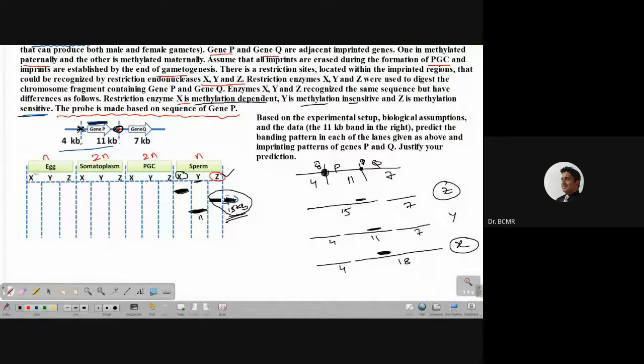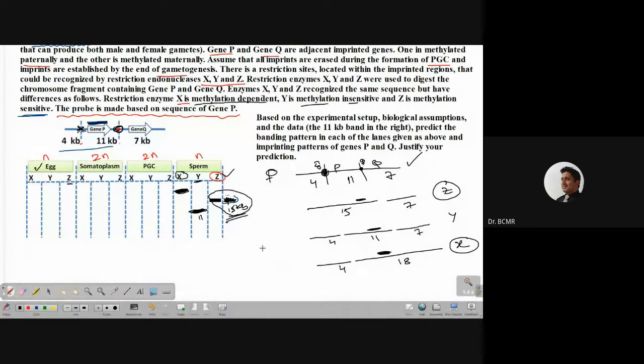Now we can try with the egg. That is easier. So what would you expect with Z? With Z? In egg, again, this methylation is fixed, right? One is maternal and one is paternal. Now the sample is changing. The sample is coming from egg. So what would you expect in that case for gene P and Q? You should tell. In sperm, one of it will be methylated, one of it will be unmethylated state. Whereas now it is in the egg, so we should reverse those things.